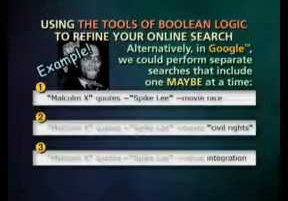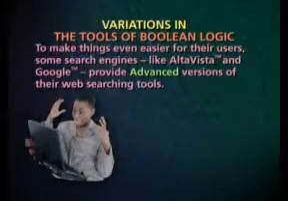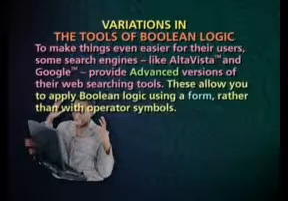I'm sure that with a little experimentation and the techniques we've described, you'll soon be able to make the most of Google and other search engines that use symbols and so on to simplify Boolean web searches. In addition, to make things even easier for their users, some search engines like AltaVista and Google, for example, provide what they call advanced versions of their web searching tools. These allow you to apply Boolean logic using a form rather than with operator symbols.